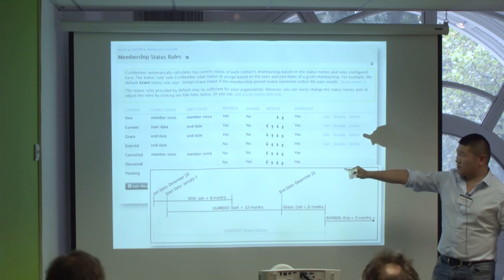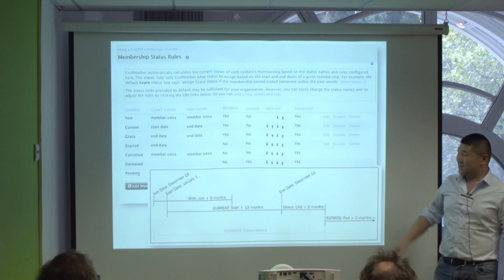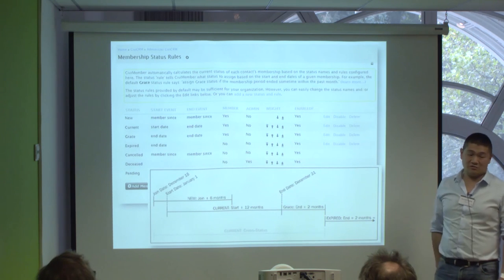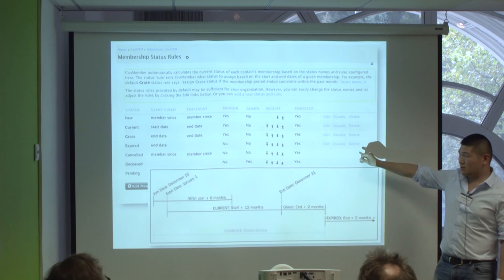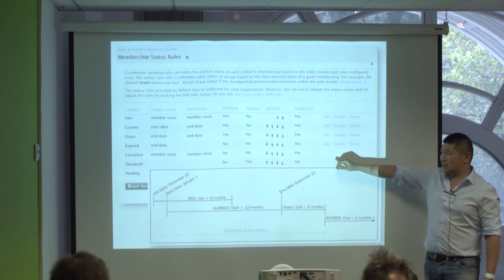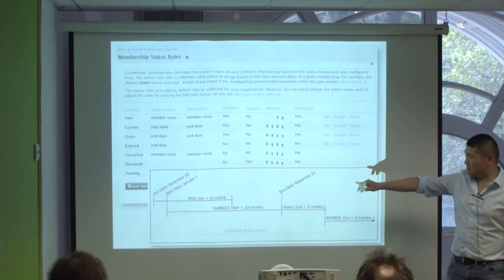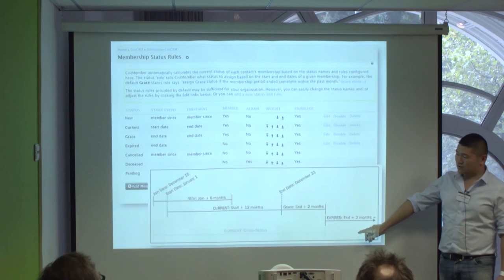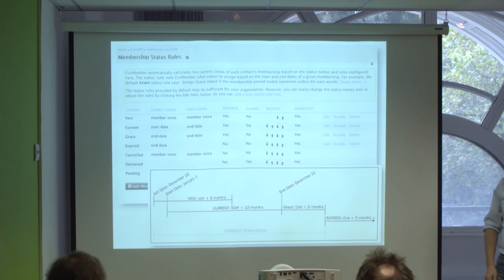There's a grace status, which means they've expired, and you can give them a number of days to renew. That is still classified as a current status. Those top three there are classified as current status. After that grace period, they become an expired member, and they can cancel the membership, actually. And there's a couple of others there. There's this graph, this JPEG, which you can have a look at in the CiviCRM book to explain that in more detail.